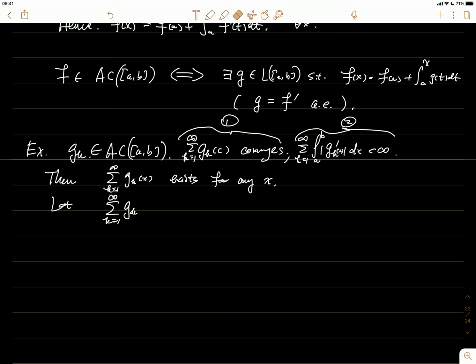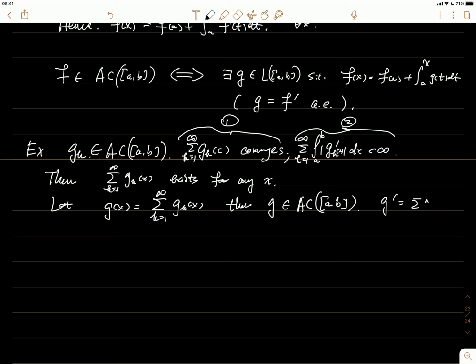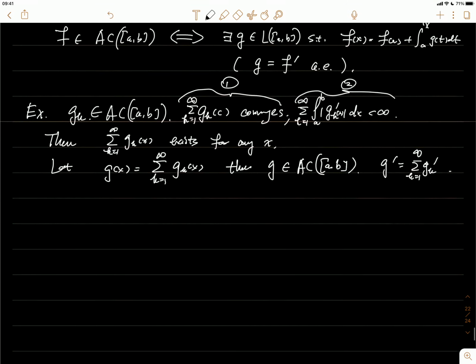Define g(x) to be the sum. Since this exists for any x, this is well defined, then this g is actually also in AC, and the derivative of g is actually the sum of the derivatives of g_k. So these two also hold.